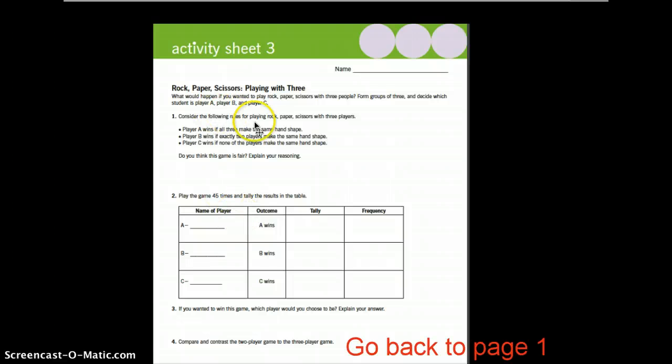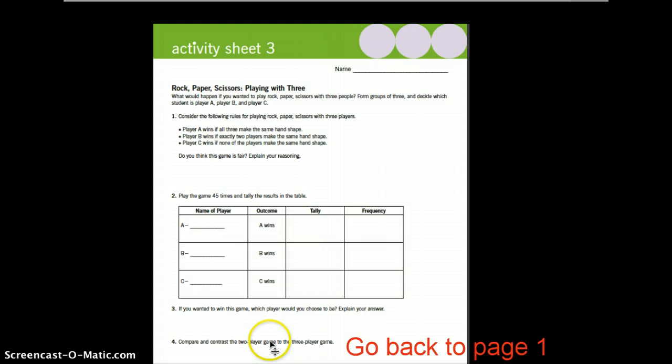Alright, so now you're going to play it with 3 players and these rules. Player A wins if all 3 make the same hand shape. You can read on for how player A, B, and C win. The important thing is that you each declare in your group of 3 who's player A, who's player B, and who's player C, and you're going to want to know how you win. Then everyone needs to keep track of the tally and the frequency.